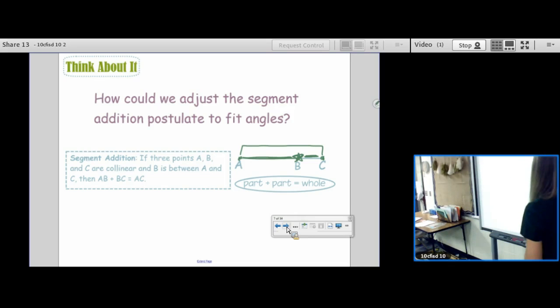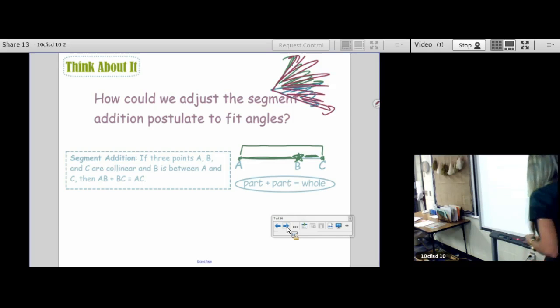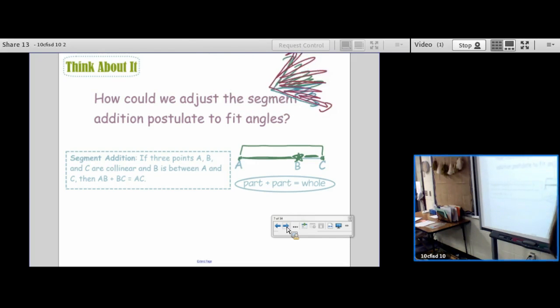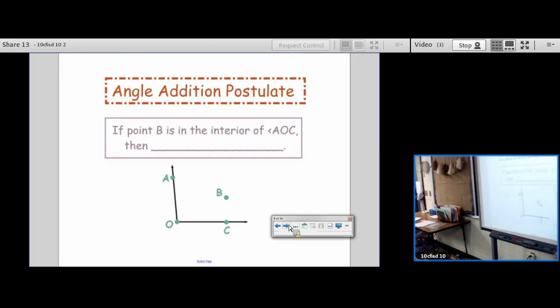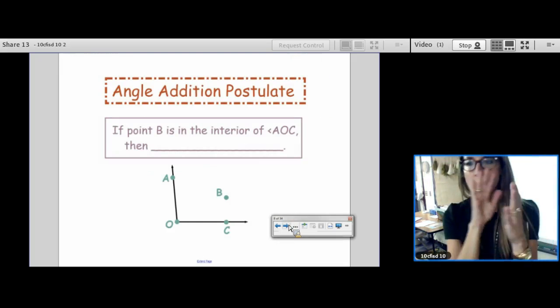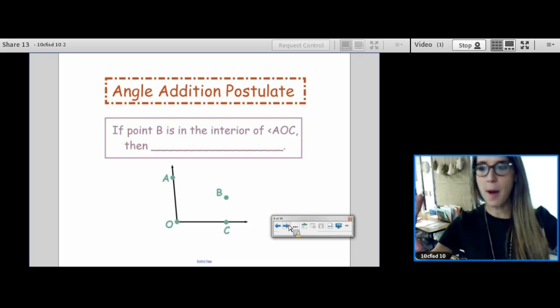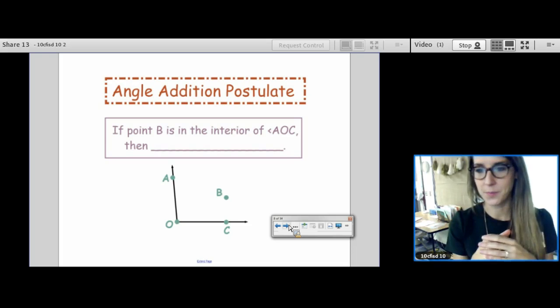Well, the same thing is true for angles. There's going to be an if and a then. But we're going to look at an angle measure being added to another angle measure, and then equaling the whole angle measure. So green and blue are the part and the part, and the red is the whole. So that's our angle addition for this unit. Go ahead and write down the title and start off the postulate, and then we're going to end it together.